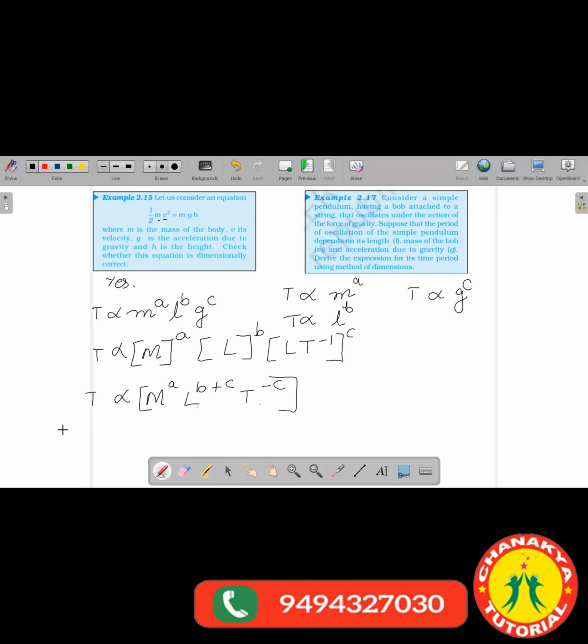Okay. So on the left hand side, you have the dimensions as M to the power 0, L to the power 0, and T to the power 1. On the right hand side, you have the dimensions of M to the power A, L to the power B plus C, and T to the power minus 2C. Now, by comparing both of them, since the formulas have to be dimensionally correct, we can compare the values. We can obtain the value of A. So, very quickly, what should be the value of A?